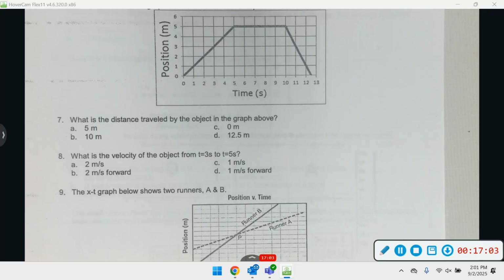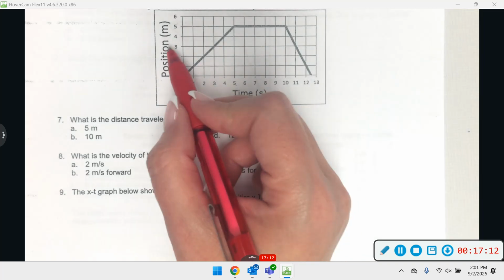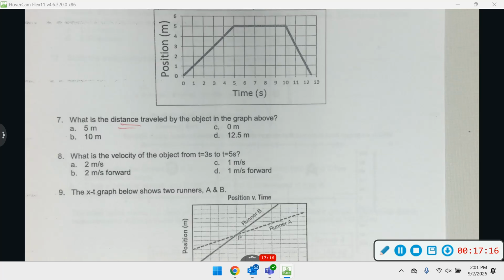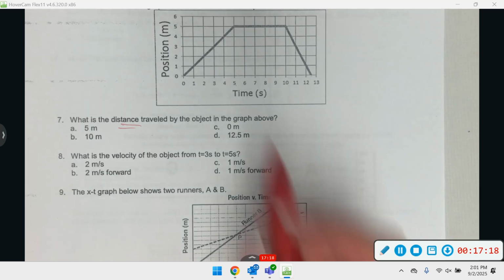Number 7 says, what is the distance traveled by the object in the graph above? We're not going to find area. This is a different type of graph. I can see my positions. They're labeled on the axis. If you're looking for distance, we don't care which way. We're just going to add together all of our line segments.